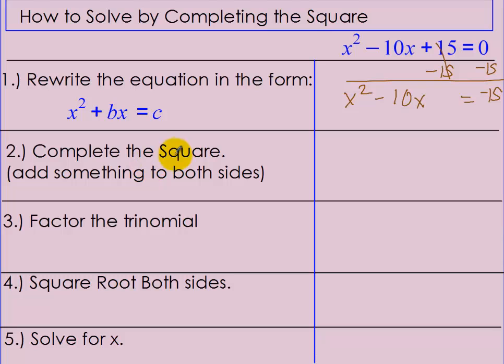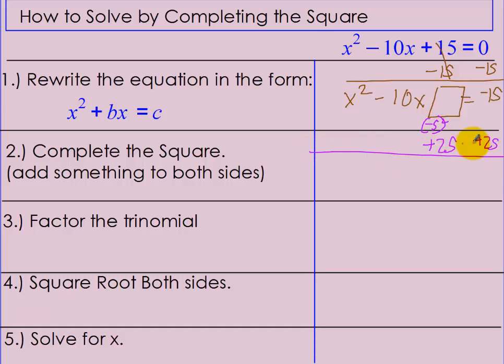Step number 2 is complete the square. Just like we did earlier in the video, we have to add something to both sides. So to complete the square here, my square would be right here, this box. What do I have to add here to turn this into a perfect square trinomial? Since it's negative 10, it's going to be half of that. It's going to be negative 5. It's going to be negative 5 squared, which is going to be 25. So I'm going to add 25 to both sides.